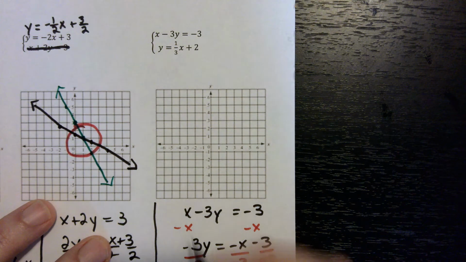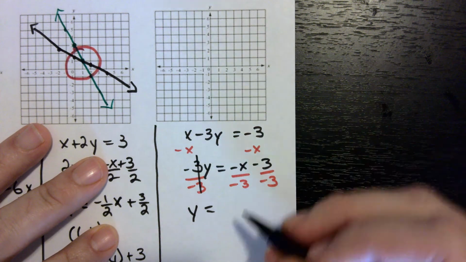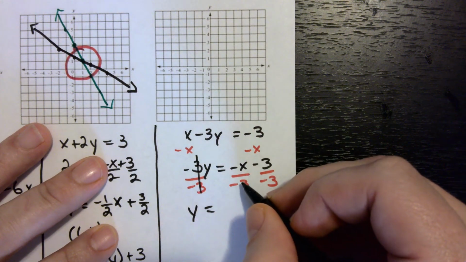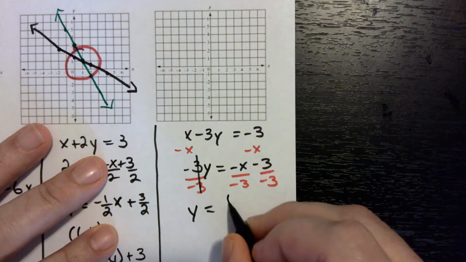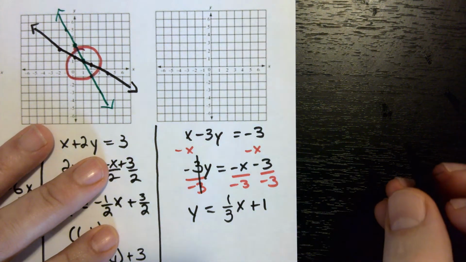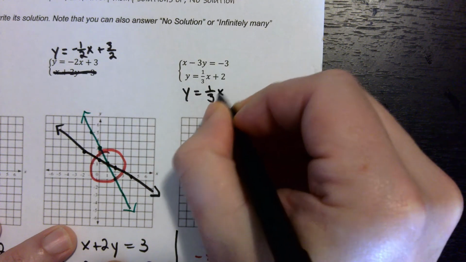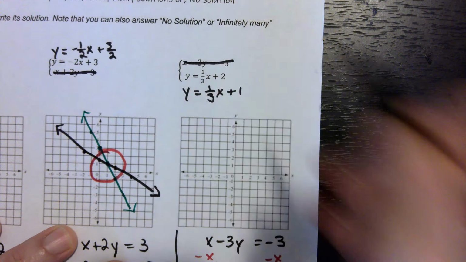Okay, and that gives me y is equal to, this cancels out, okay? And then the negative by the negative cancels out. It's going to be 1/3 x, and then plus 1. Okay, so that's our second one. Let's go write it up here. y is equal to 1/3 x plus 1. Okay, so that was this one.